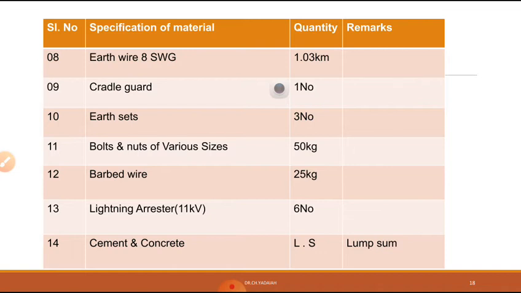Before going to the transformer, generally you can use rod gap lightning arresters, or sometimes valve type lightning arresters. That is optional, generally. Already three lightning arresters are provided on transformers, on the 11 kV line before entering the transformer.